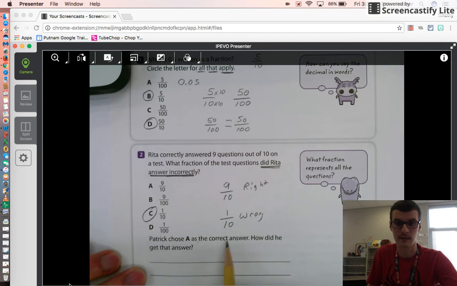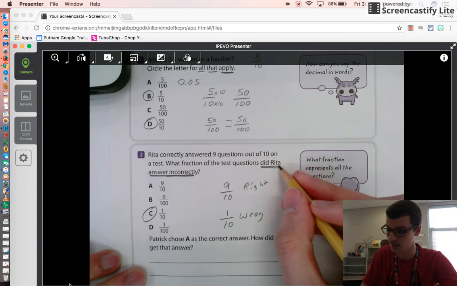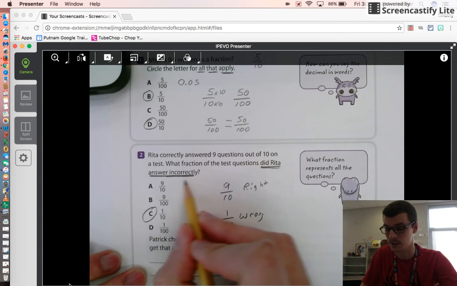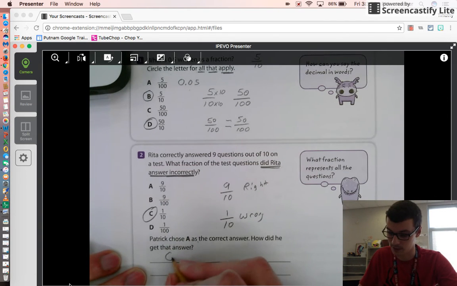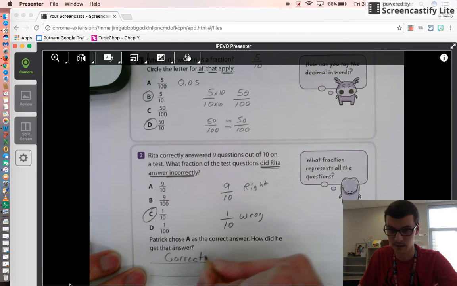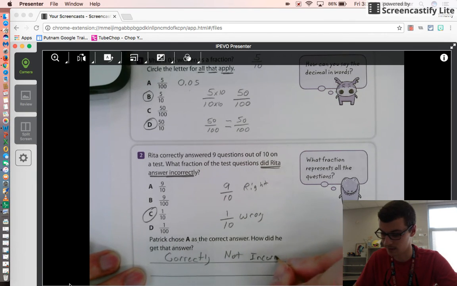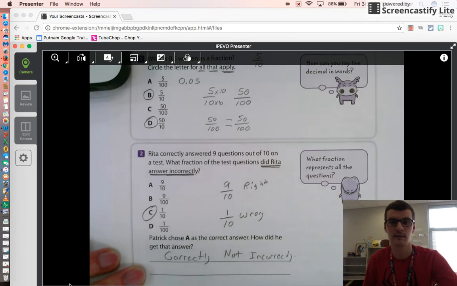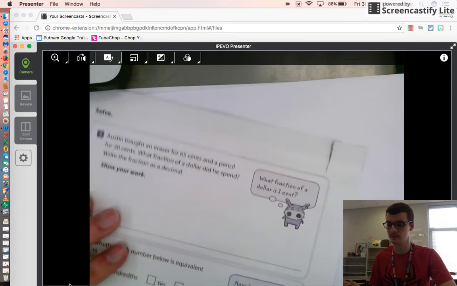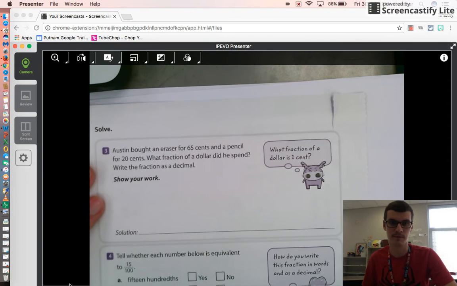Patrick chose A as the correct answer. How do you think he did that? Well, just like we said a minute ago, he didn't look for what she did incorrectly. He went for what she did correctly, not incorrectly. Okay, moving right along. Work a couple more.